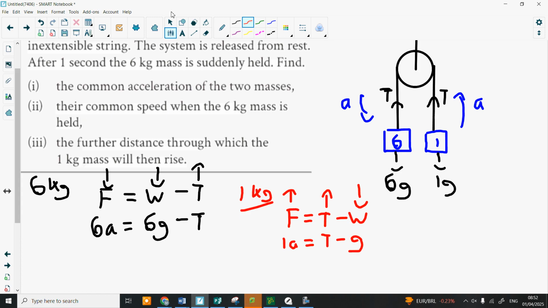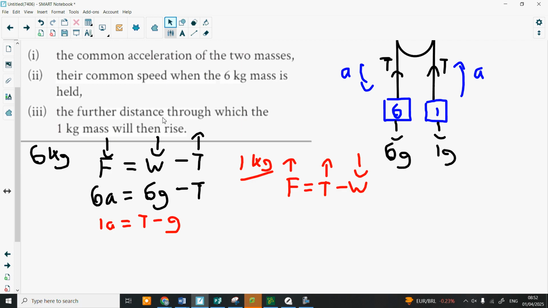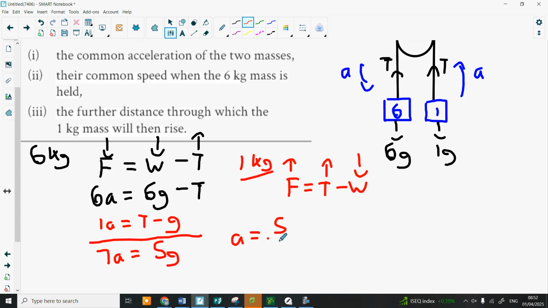Now what you see here is we have ourselves a nice little simultaneous equation system. This tends to happen a lot. You just line them up and add downwards. What happens if we add downwards? 7A equals 5G, exactly, because the T's cancel when you add downwards. And then A is 5/7 G. Sub in 9.8 for me and just give me an answer.